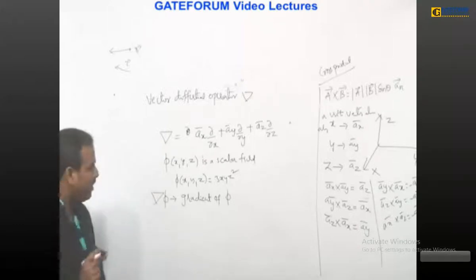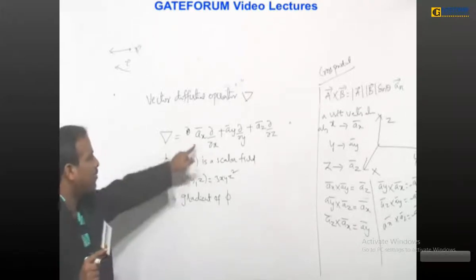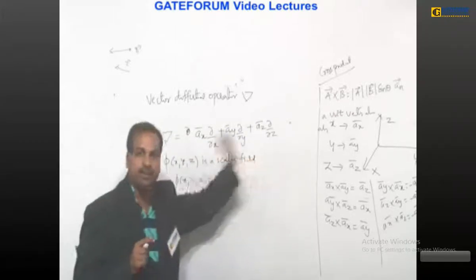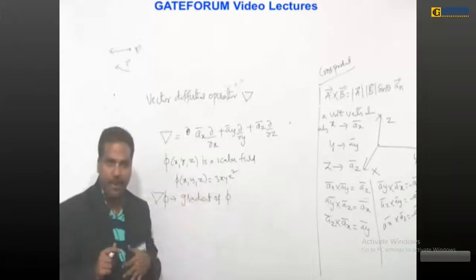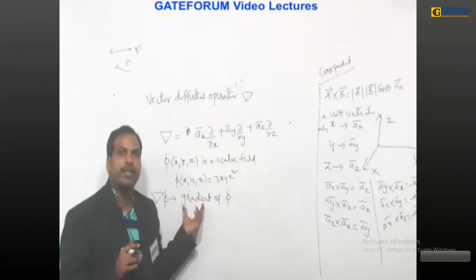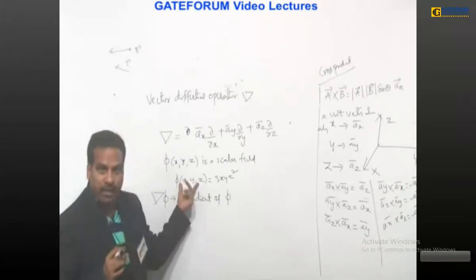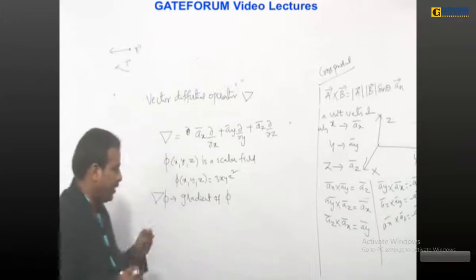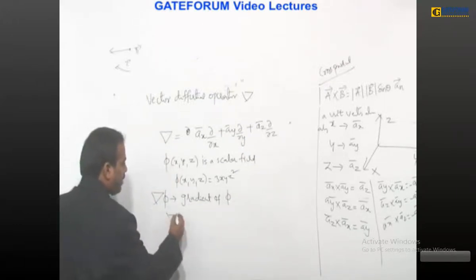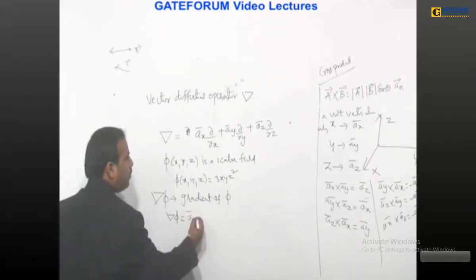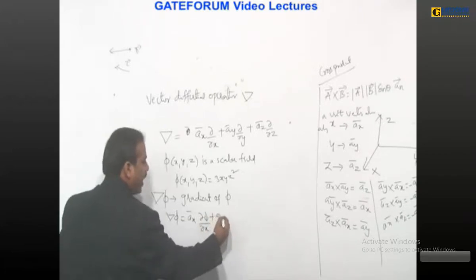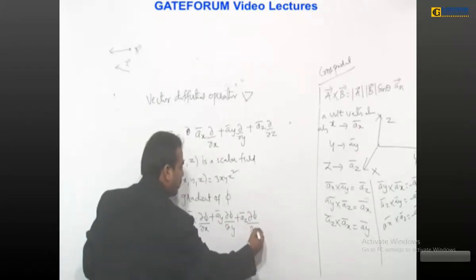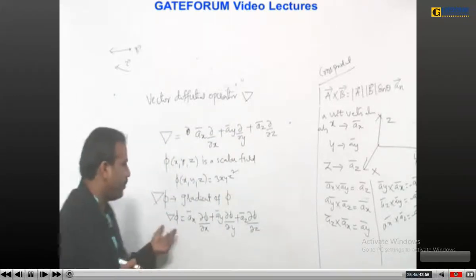which indicates the variation of the scalar field along our spatial coordinates x, y, and z. But we can say that the gradient of phi is definitely a vector. Phi is a scalar field, but when we apply del onto phi, which is nothing but the gradient of phi, it becomes a vector quantity. Let us see with respect to our example. Del phi, as per the formula, is a_x ∂φ/∂x + a_y ∂φ/∂y + a_z ∂φ/∂z.